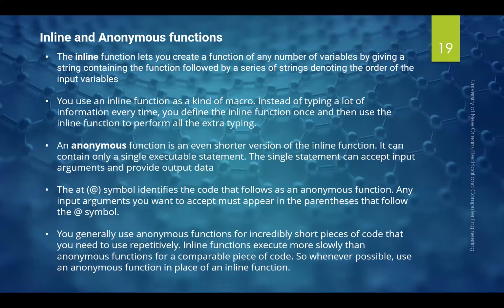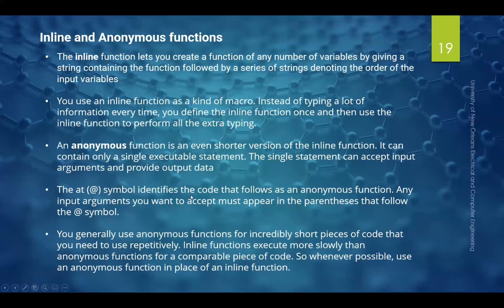So this is basically what inline and anonymous functions do. It creates a macro. It creates a shortcut to do a set of more complicated steps or commands in a more condensed way. So you use an inline function, like I said, as a kind of macro. Instead of typing a lot of information every time, you define the inline function once, and then use the function to perform all the extra typing. An anonymous function is even shorter. It's an even shorter version of the inline function. It can contain a single executable statement, and the single statement can take input arguments and provide output data.